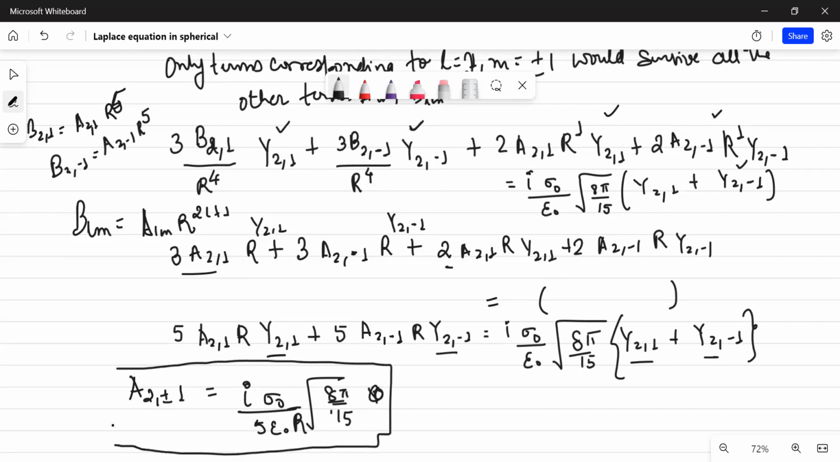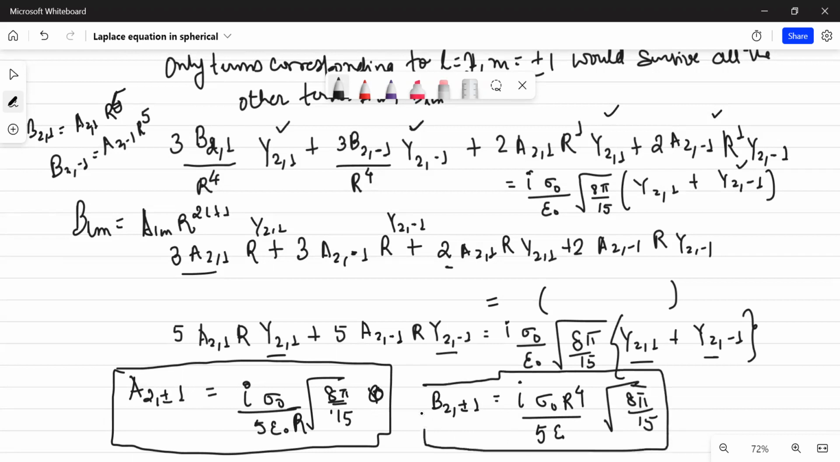And what would be my b2 plus minus 1? It will be equal to what? It is like a2 plus minus 1 r to the power 5 here. So this will be like iota sigma naught r to the power 4, because r to the power 5 will be here, it will be like r to the power 5 into a2 plus minus 1. So this will be like 5 epsilon naught r to the power 5 here, divided by r. So I have written r to the power 4, 8 pi upon 15. I hope it is clear. So you now know b2 plus minus 1 and a2 plus minus 1. These two are the terms.